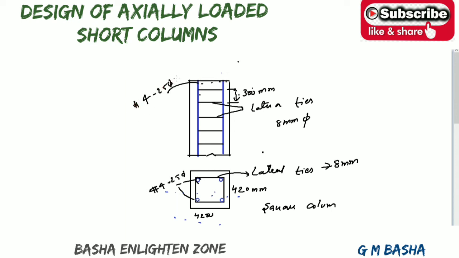So this is the cross section of the square column and the elevation of that particular square section. This is the way we have to design and provide the detailing for that particular example. I hope you understand this lecture.